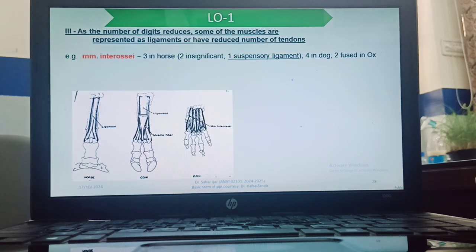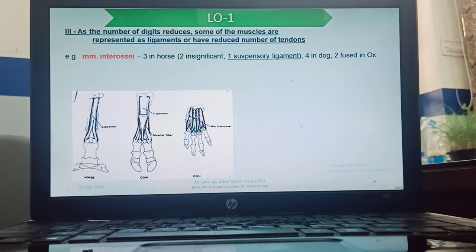Then the third way of looking at them would be that as the number of the digits change from one species to the other, some muscles might be represented as ligaments, or they will of course have fewer tendons. For example, the common digital extensor and the long digital extensor are similar kinds of muscles which reach the digits. Depending upon the number of digits, their tendons of insertion will change.